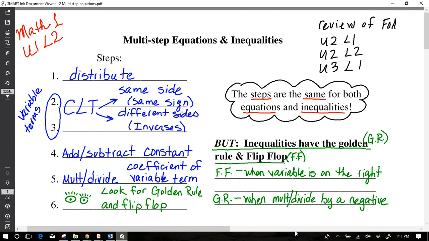If we have an inequality, in that very last step when we multiply or divide, we need to look for the golden rule. Over here to the right, I put GR for my abbreviation. The golden rule is when we multiply or divide by a negative number, we need to rotate the inequality. Let me add that. Rotate the inequality.